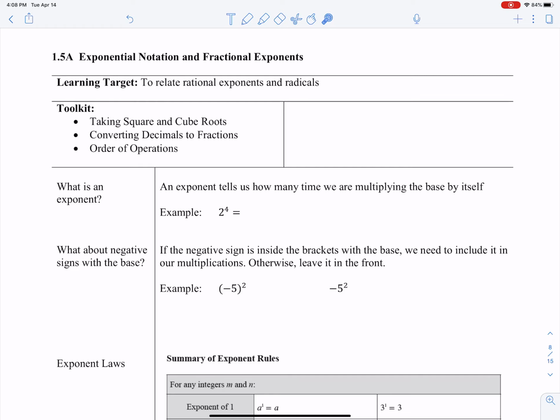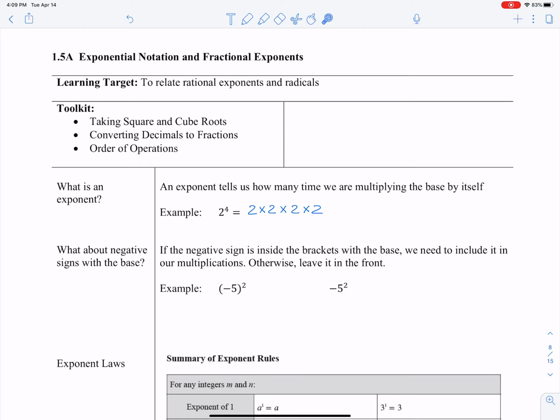So first we need to review what is an exponent. An exponent tells us how many times we are multiplying the base by itself. So here, the 2 is the base and the 4 is the exponent. So here we are multiplying this base 4 times. So we get 2 times 2 times 2 times 2.